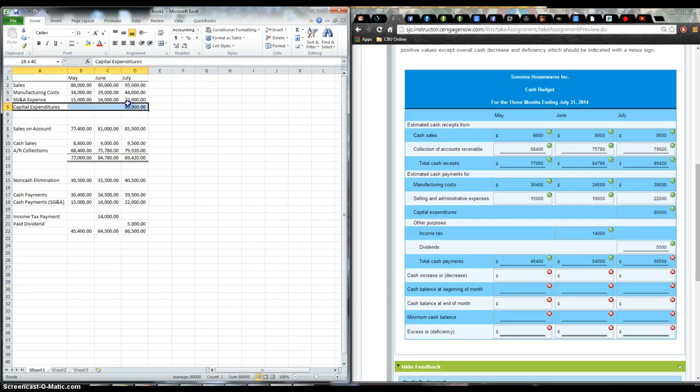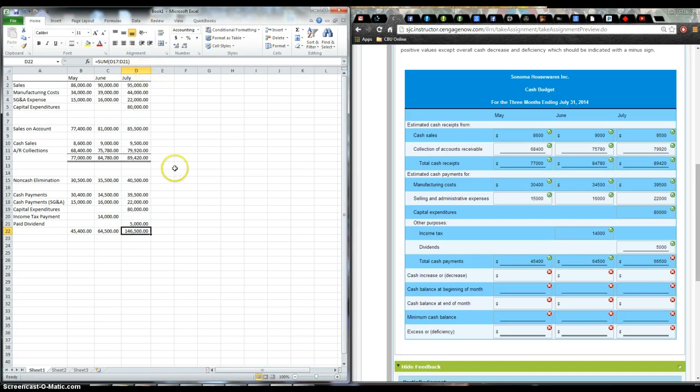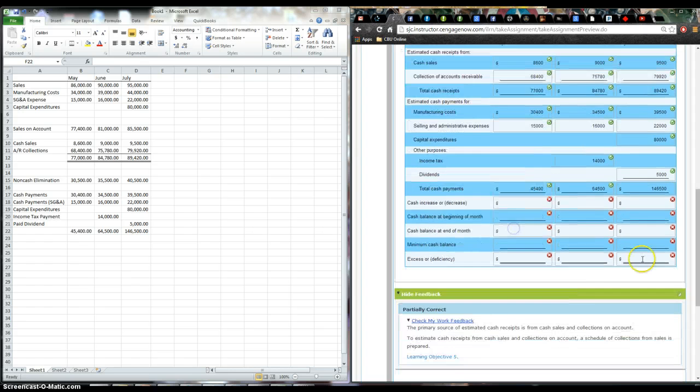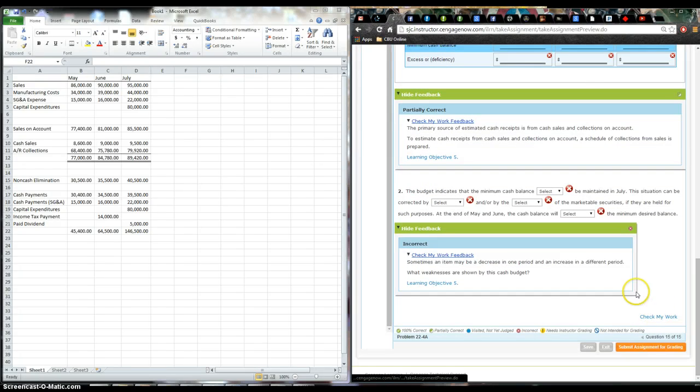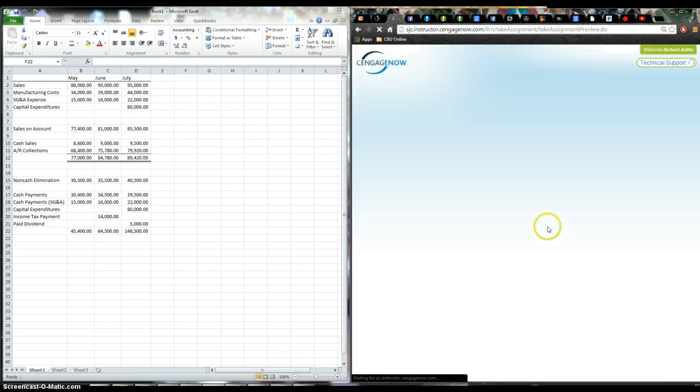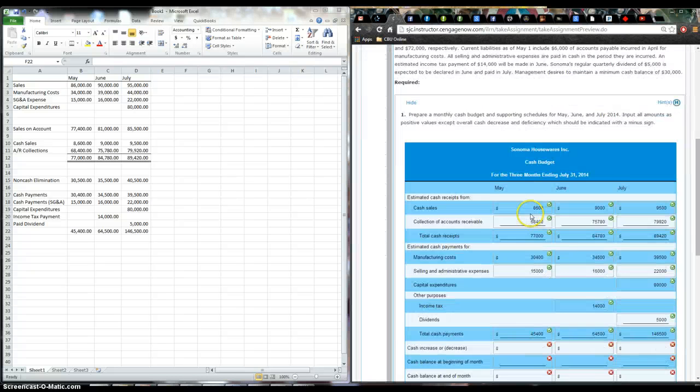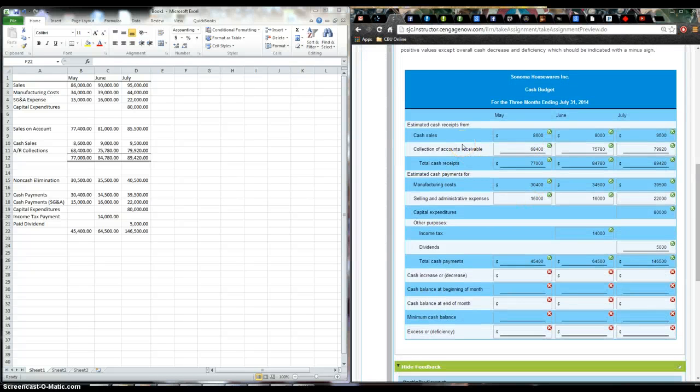So let's go ahead and copy that line down. We'll put it here. We need 146,500. Can't forget about whatever fixed asset we're buying there. So let's just make sure we're correct there. Perfect. Okay, so now we need to look at whether we had a cash increase or cash decrease.